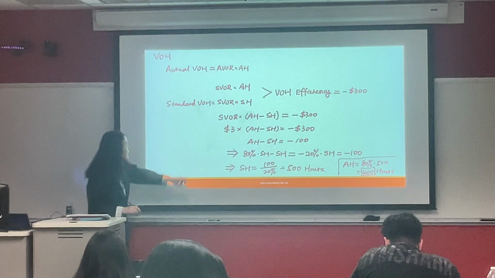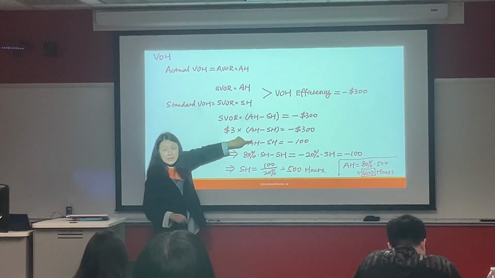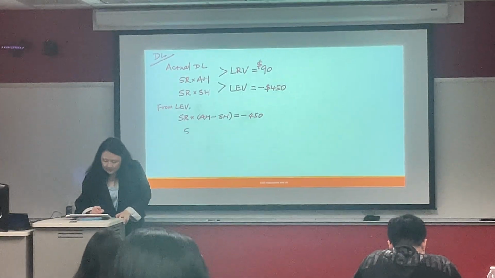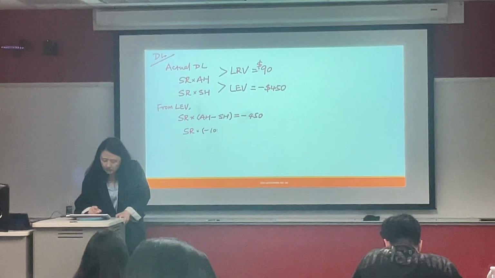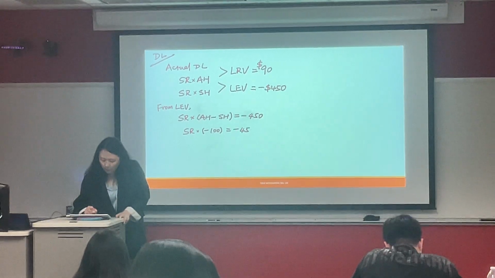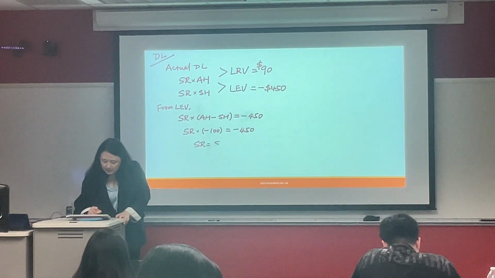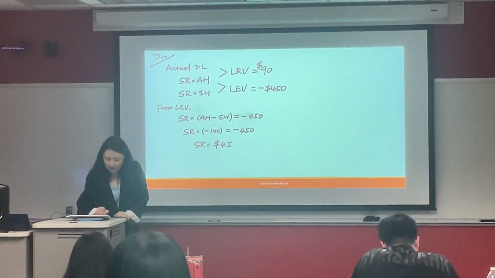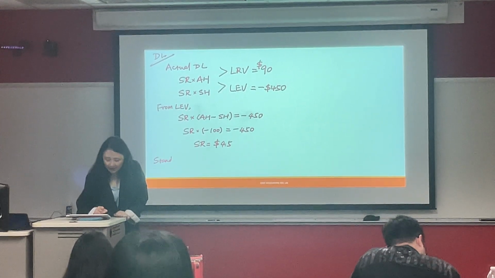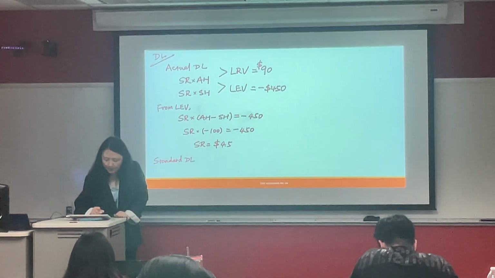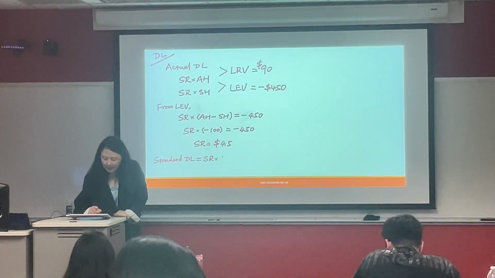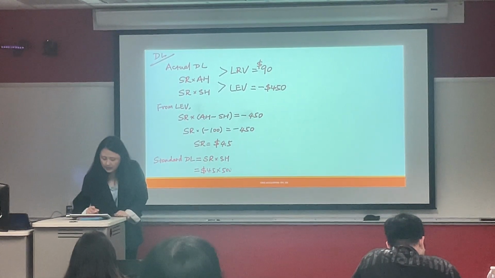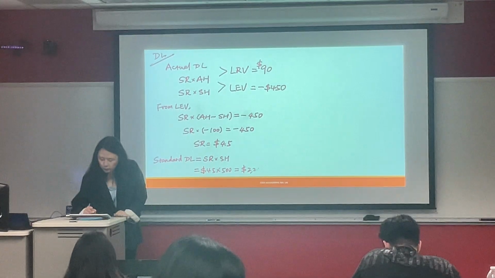But AH minus SH, I already get this. That's negative 100. We okay? So I'm just gonna directly plug in. So that's SR times negative 100 and equals negative 450. So SR is 4.5. Once you get SR is 4.5, then I can calculate standard direct labor cost, which is SR times SH. So that is 4.5 times 500, so then we have 2,250.